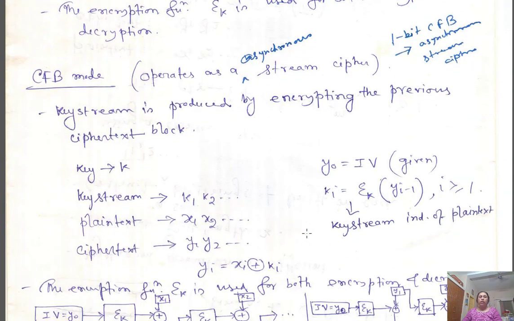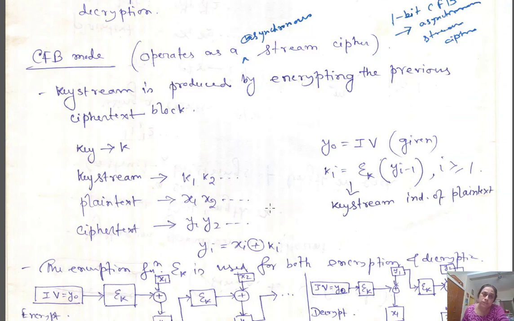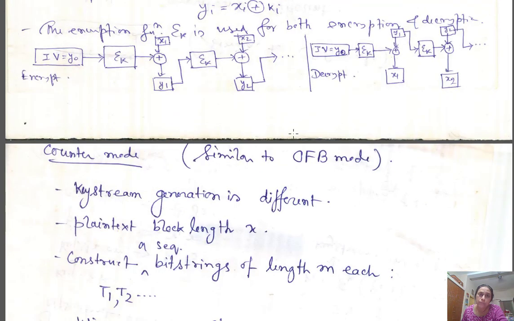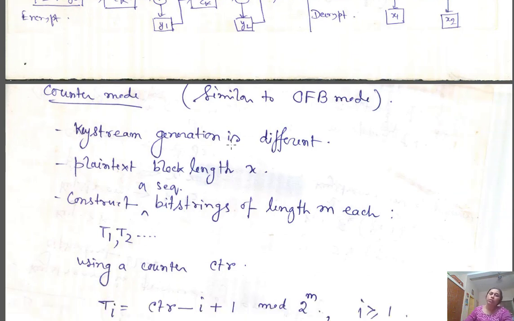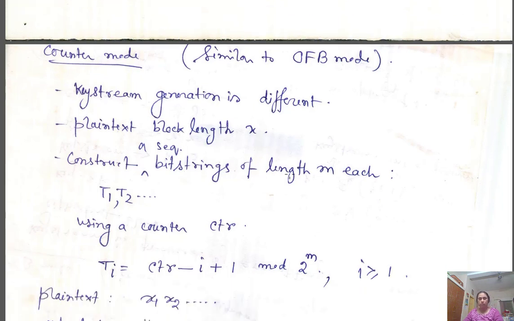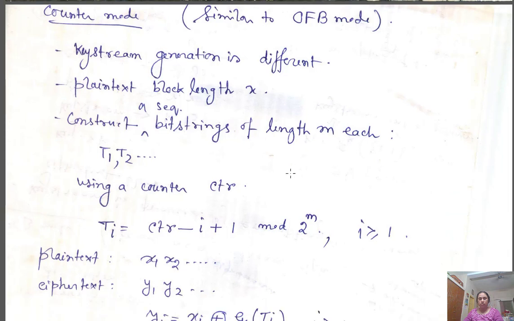Now another mode, a very popular and very efficient mode, is called counter mode, CTR mode. This is similar to output feedback mode, but the key stream generation is different. The plaintext block length is x, I have taken x here.